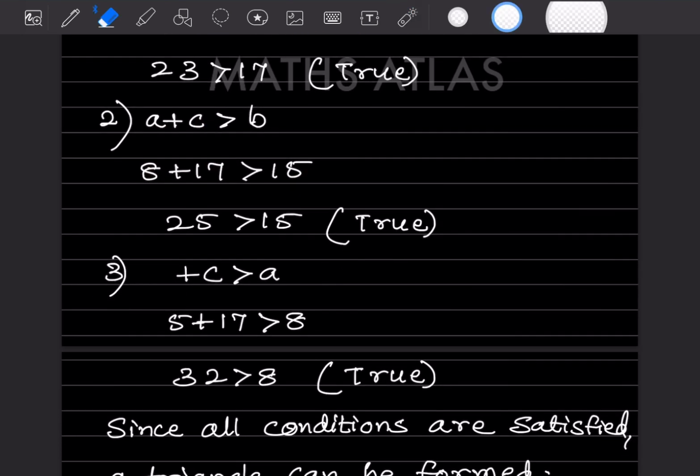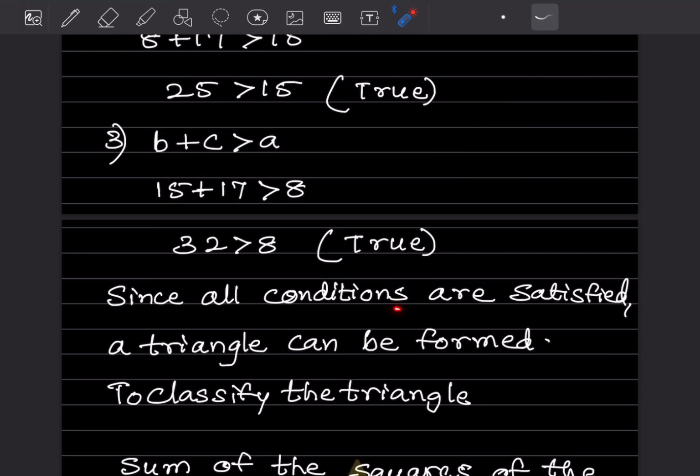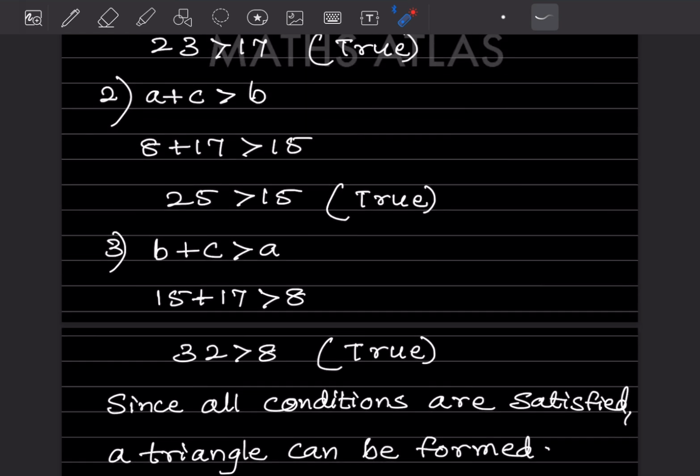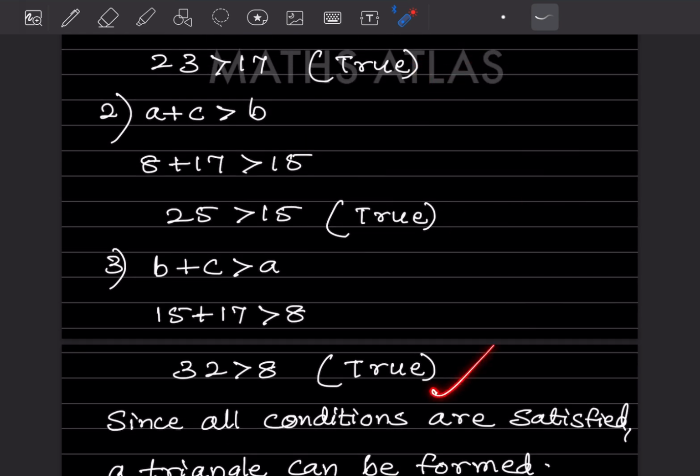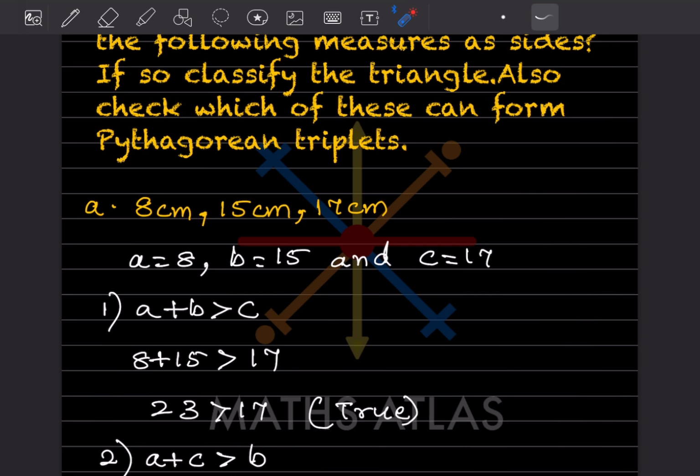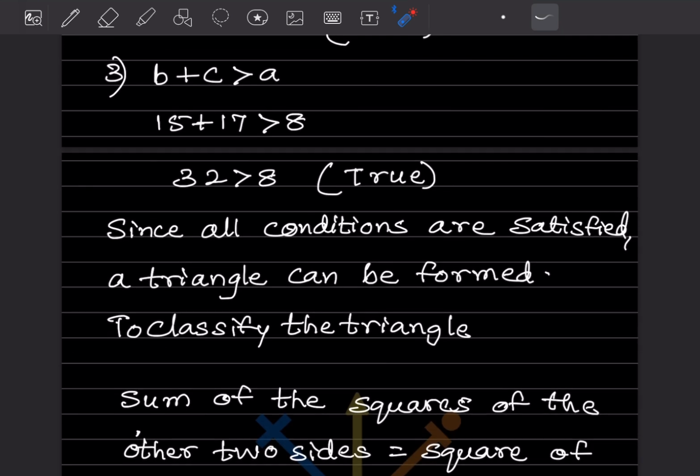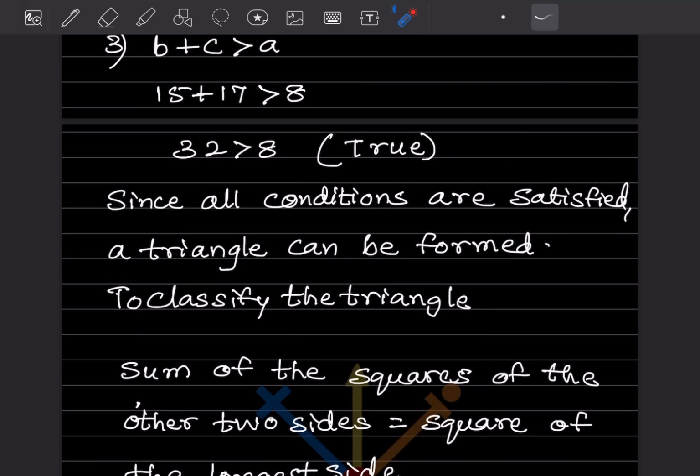B plus C. So you can see here 15 plus 17 will be 32, which is greater than 8, which is also true. So we can say since all conditions are satisfied, a triangle can be formed, because in all places it is true. So the triangle can be formed. And then what did they say? If so, classify the triangle and also check which of these can form a Pythagorean triplet.